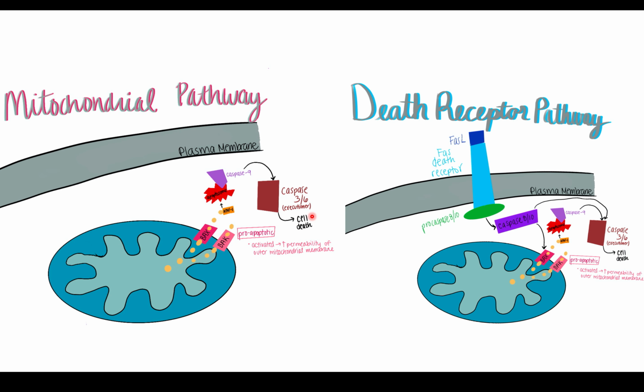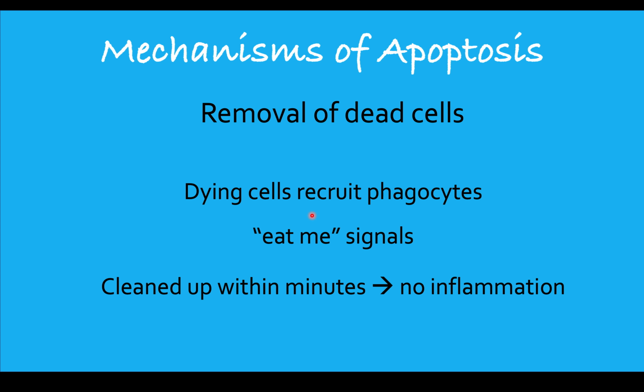But ultimately, the whole point is to start to degrade this cell. And once this cell is degraded, you're going to want to remove it very quickly in order to prevent that inflammation, right? So the final part of the mechanism of apoptosis is removal of those dead cells.